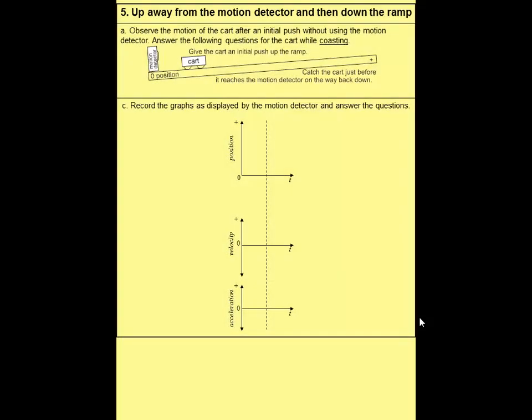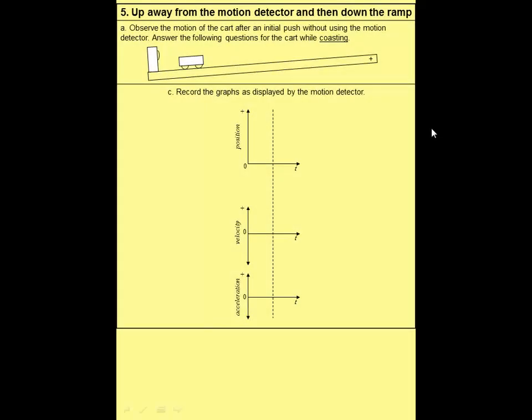So let's look at number 5 here as an example of both of these patterns. Here we have a cart which is starting down near the motion detector. The motion detector thinks of itself as 0. You're going to give the cart an initial push up the ramp, and then you're going to watch it coast up and come back down. Right, so you're going to let it go up, come back down, and catch it just before it gets to the motion detector so you don't smack into things. So this is going to have the full motion.